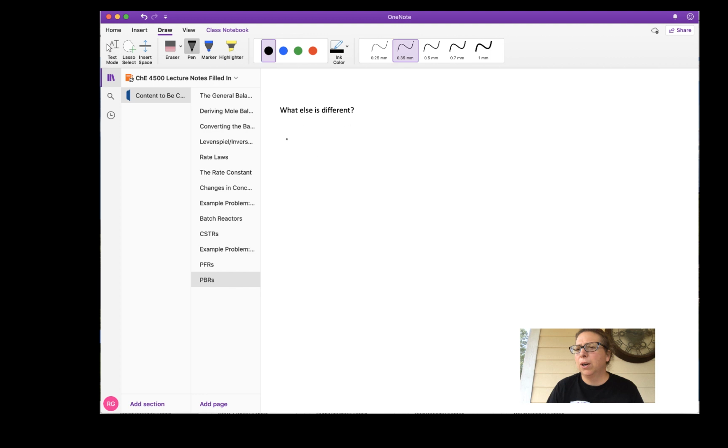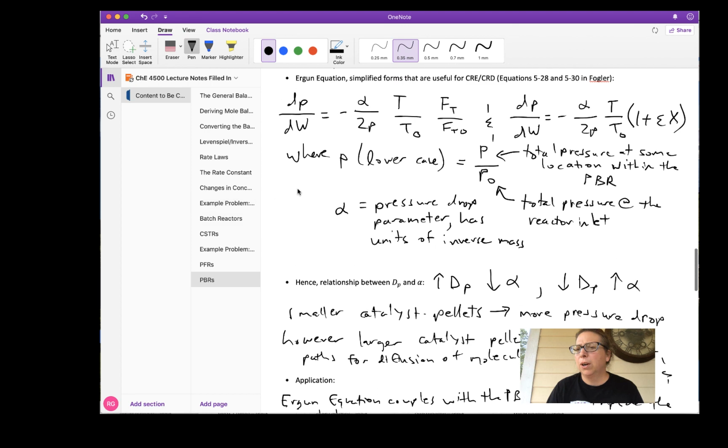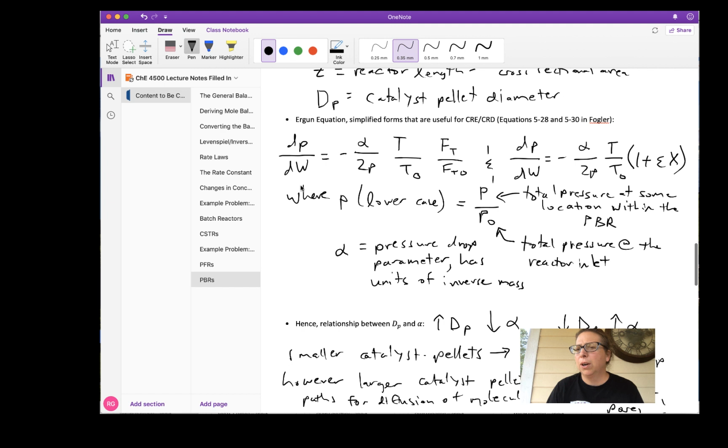One is, of course, the Ergun equation. So the Ergun equation, the form of that I'm going to use is the one in terms of conversion. We're given two forms of the Ergun equation, one in F terms and one in X terms. Since I've written my mole balance in X terms, I'm going to also write the Ergun equation in X terms.